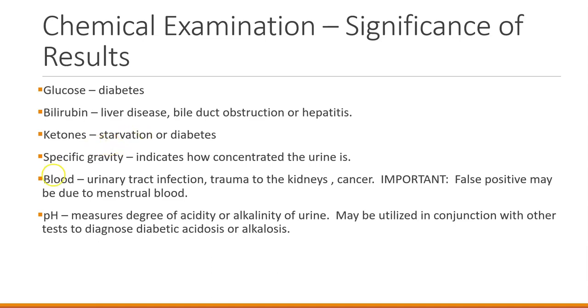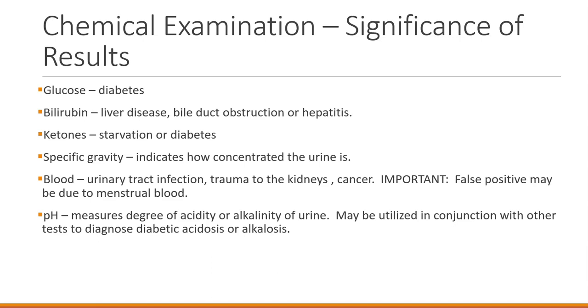Specific gravity indicates how concentrated the urine is, which is maybe if a patient cannot concentrate their urine, this can be a clinically significant finding. But usually it means that it's a random sample and the patient is very well hydrated. Blood may indicate a urinary tract infection, trauma to the kidneys, you got a blow to the belly, or cancer.